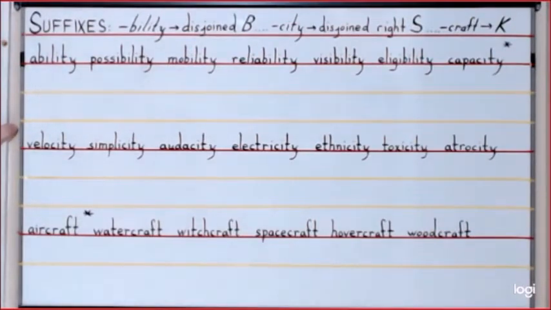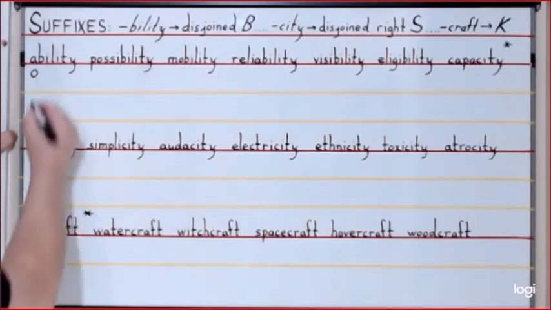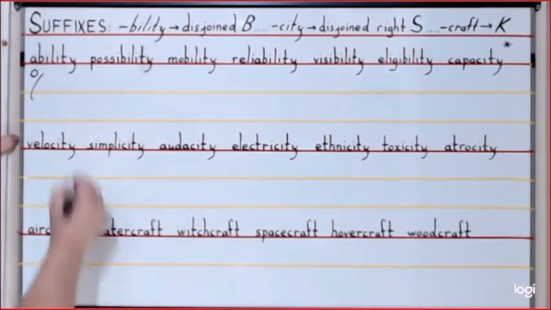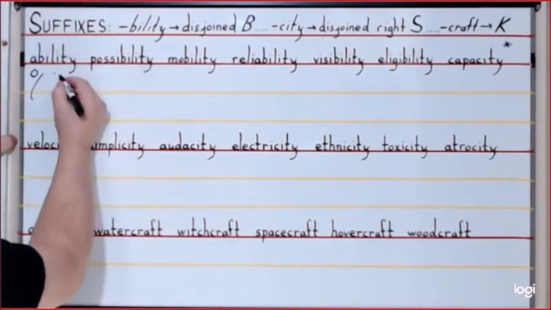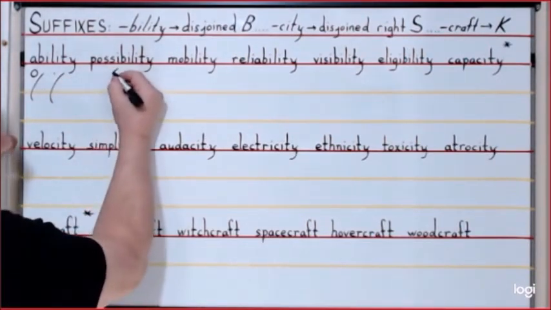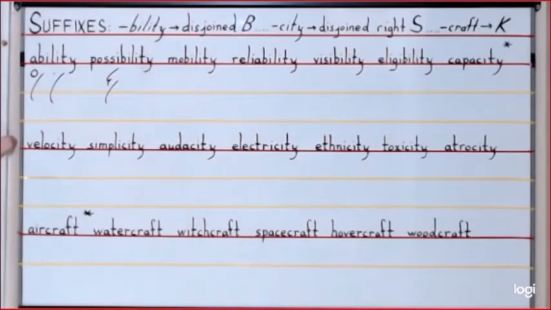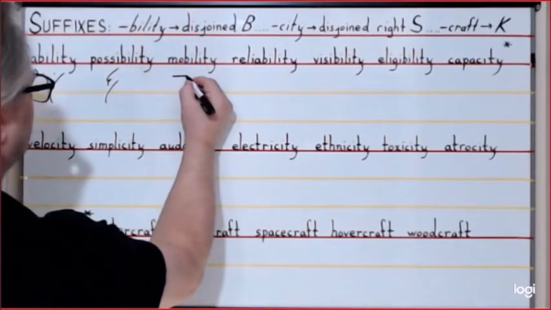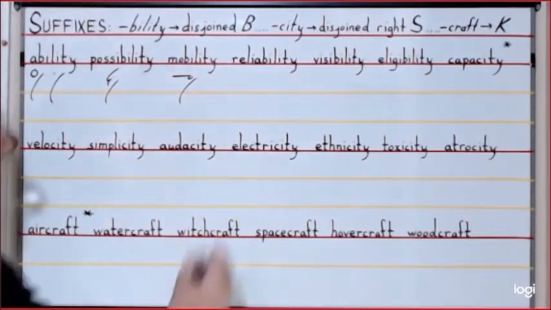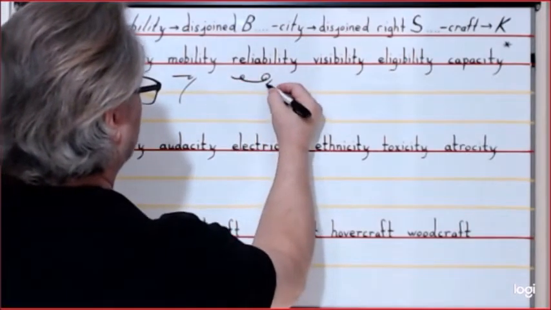So starting with ability, I'm going to write just a large circle A, and then a disjoined B. This can also be written with a dot and then a disjoined B. Possibility is POS, disjoined B. Mobility is an MO, disjoined B. Reliability is REL, long I, disjoined B.